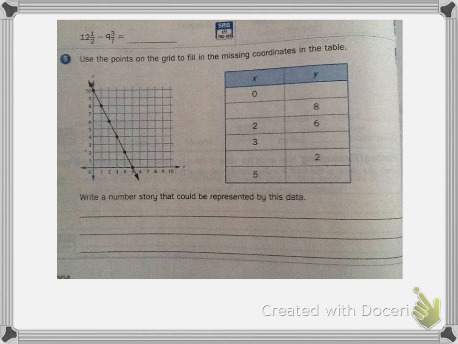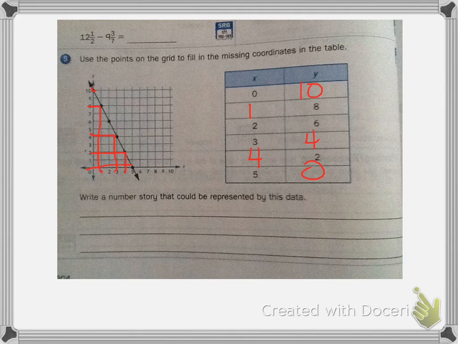The last one, number 5, says use the points on the grid to fill out the missing coordinates in the table. So if we look at 0 for our x, our y, all the way up here, is 10. For our y is 8, our x is 1. 2 and 6 is done for us. Our x at 3, therefore our y is 4. If our y is 2, our x is 4. If our x is 5, our y is 0.